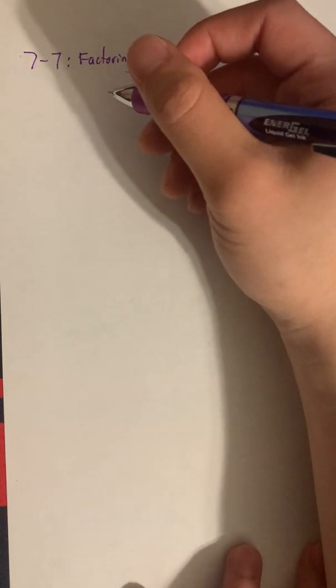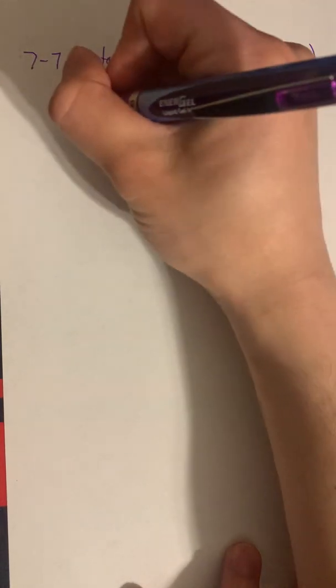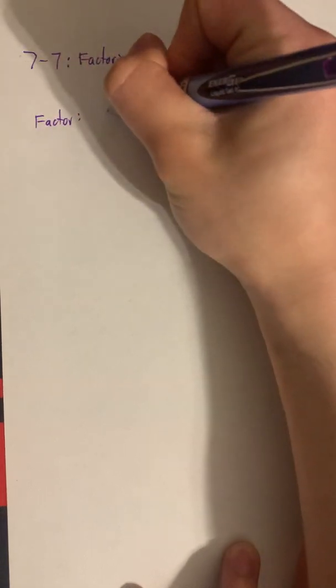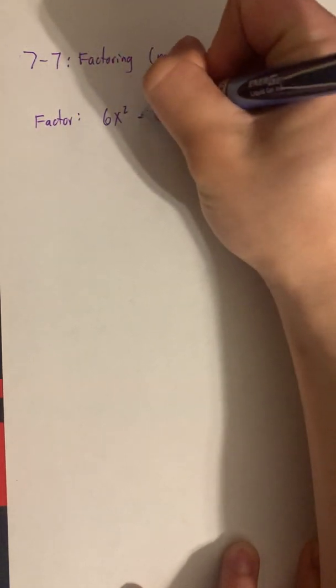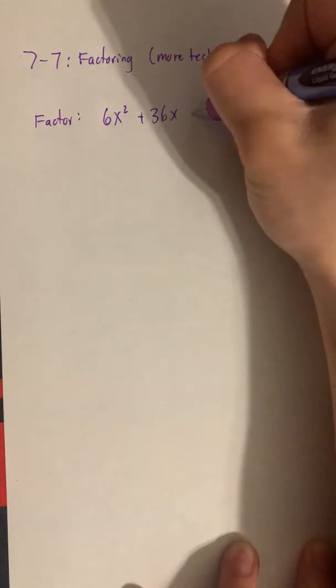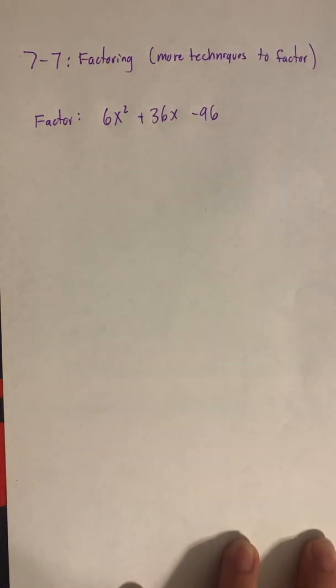Hello students, so today it's going to be 7-7. It's going to still be factoring, but we're going to learn different techniques for factoring trinomials. So our first example, we're going to try to factor 6x squared plus 36x minus 96.